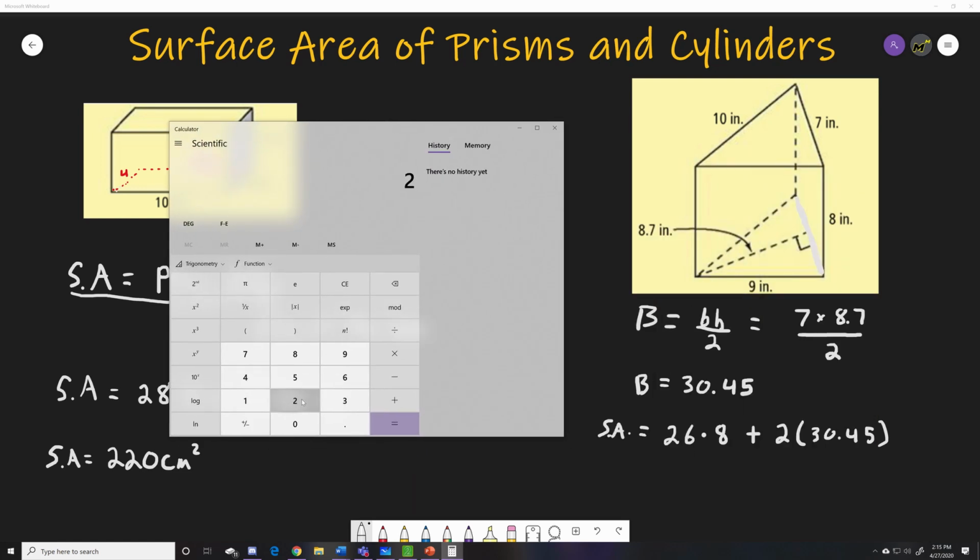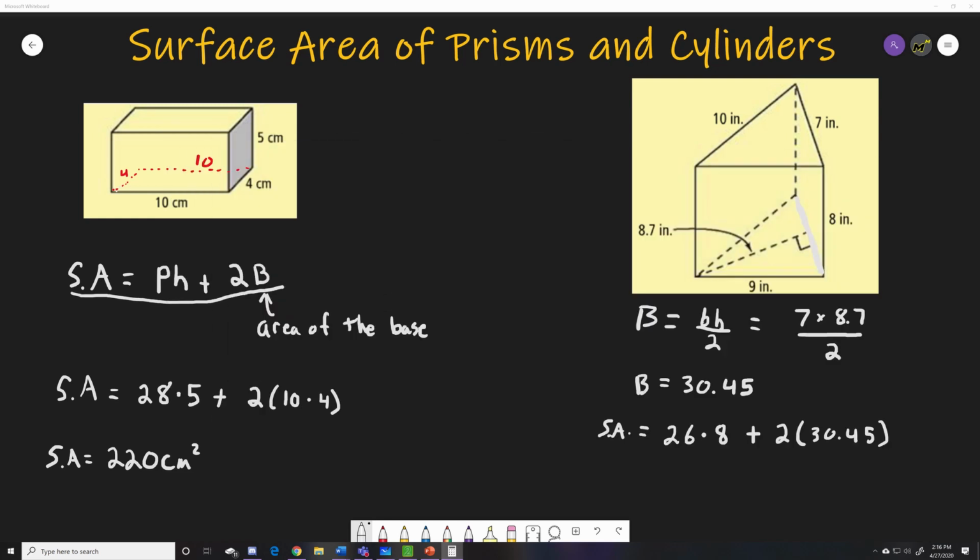So we have 2 times our 30.45, so 60.9, right? And then 26 times our 8, 208, plus our 60.9. That will give us a total surface area of 268.9 inches squared. Alright, so 268.9 inches squared. So if we had a box shaped like this, that's how much wrapping paper you would need to cover this exactly with no overlap. Okay, let's take a look at a couple cylinders now.